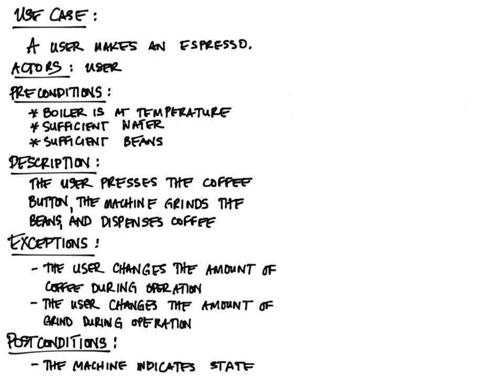He's the only actor, and there are a few preconditions. We need to have the boiler at the right temperature, enough water and beans. And then we go through the process of making the espresso. There are a couple of exceptions that might happen. And then at the end, we realize or see exactly what the state of the machine is.